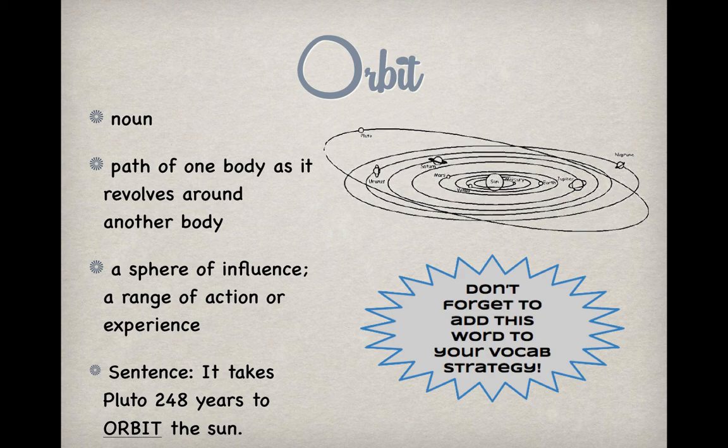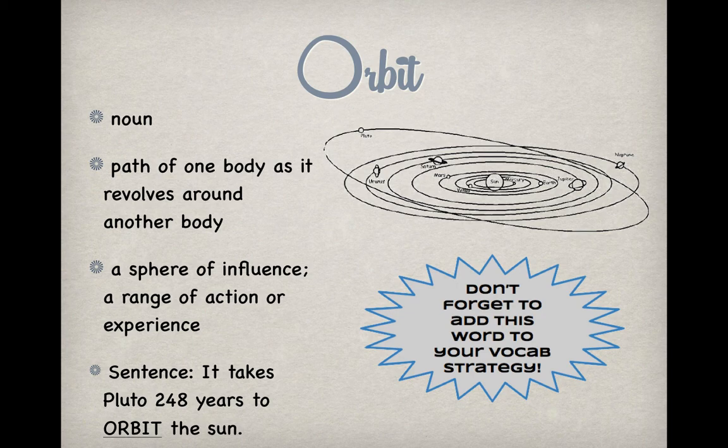There's a sentence in your book that will help you to understand that second definition. The sentence reads, since the death of her husband, Martin Luther King Jr., the orbit of Mrs. Scott's influence has increased to make her one of America's most important women. So in this sentence, it's talking about the orbit of her influence. So it's the range of action or experience that she's been able to basically make happen as a result of her husband's death.